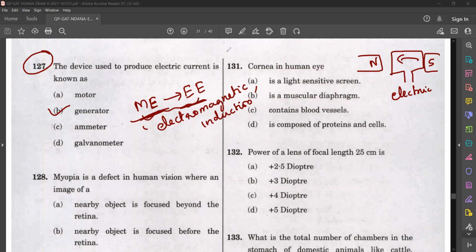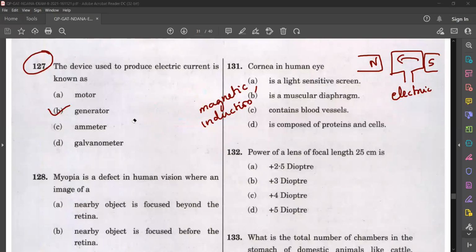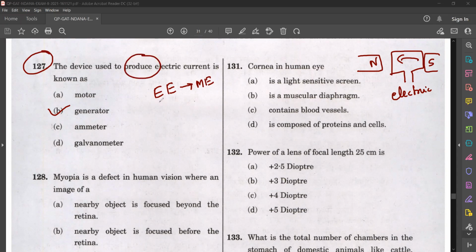Okay, now check the other options. What are the other options? First one is motor, isn't it? So what is motor? In the motor, electrical energy is converted to mechanical energy. So it will not produce electric current; it will provide mechanical energy. Electrical energy is converted to mechanical energy in the case of motor.